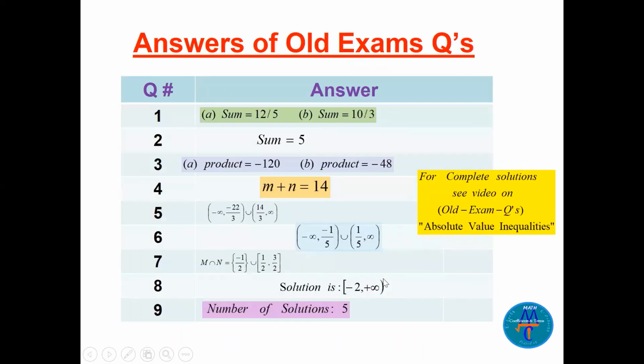Now, usually, I put here all the solutions, the final solution of each single question. If you need the complete solution, please go to the video on all the exams questions, absolute value inequality. You will find all the solutions in details.